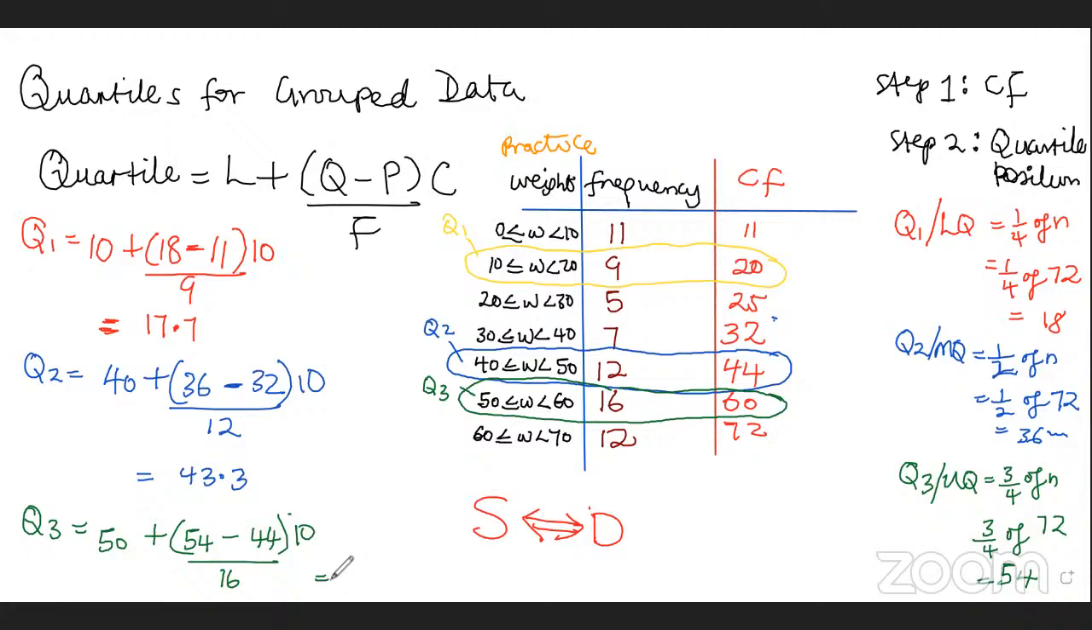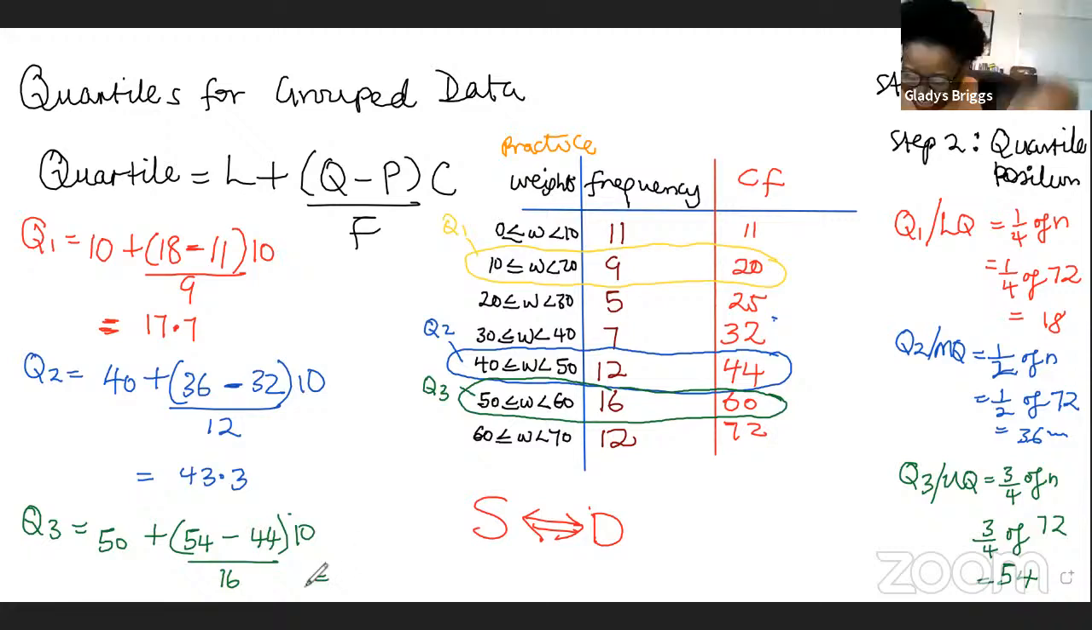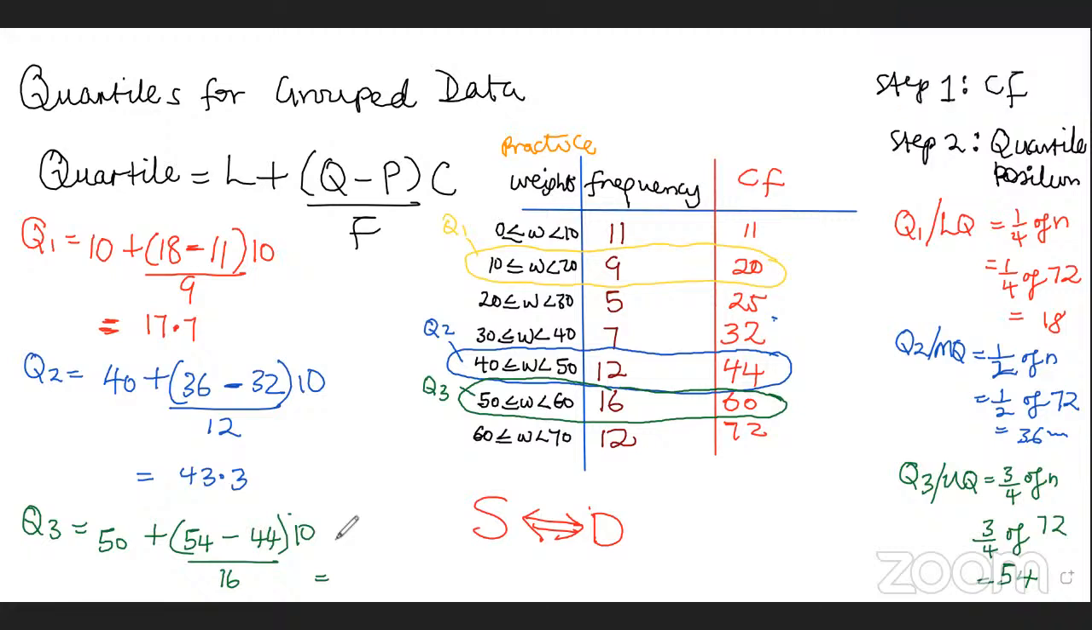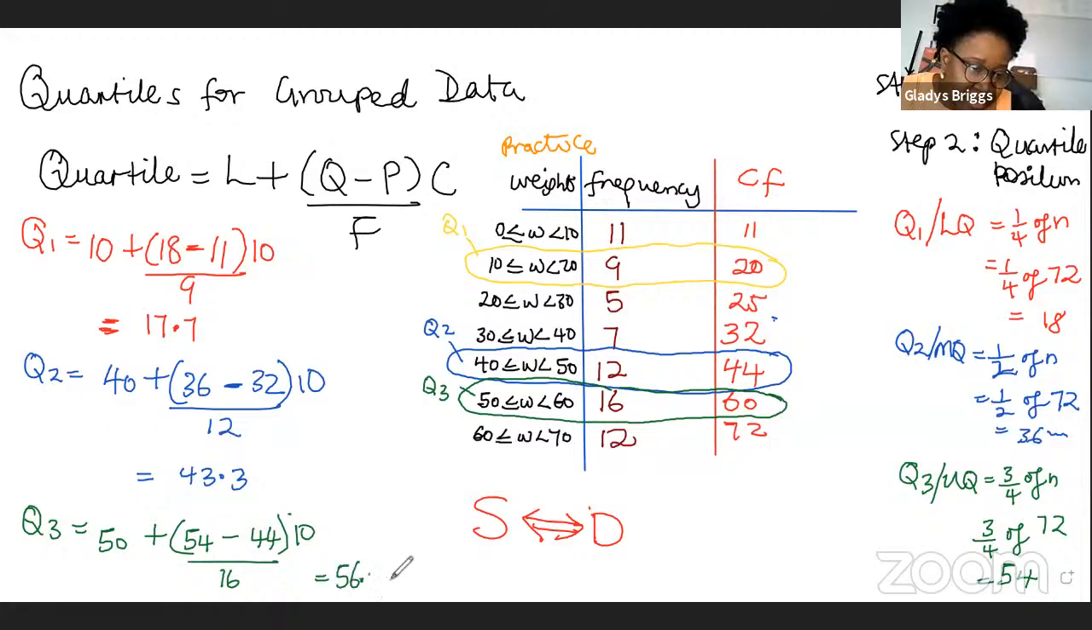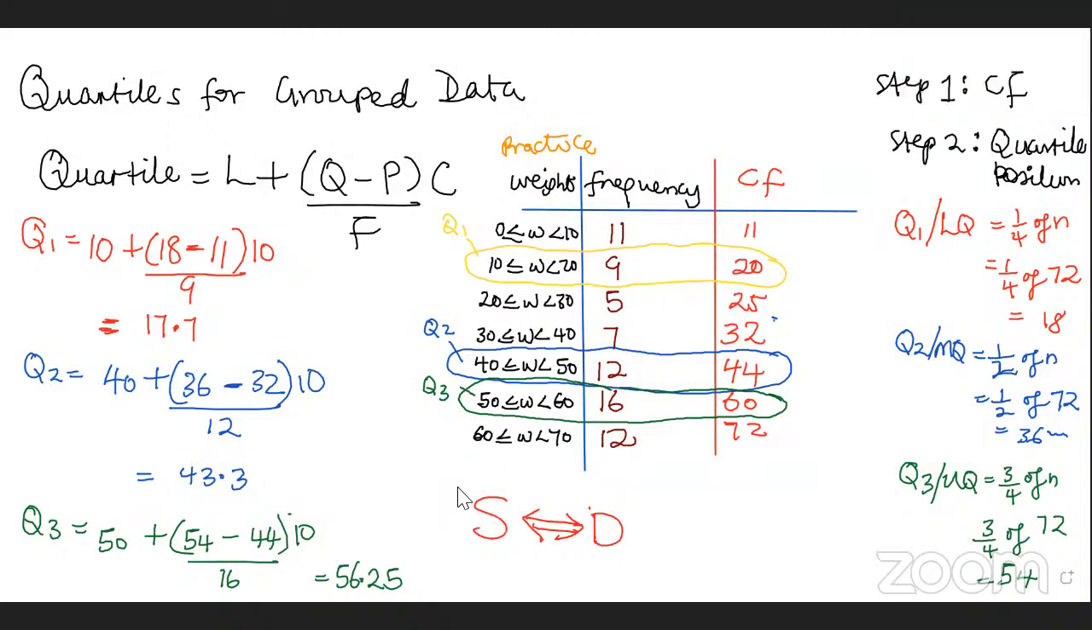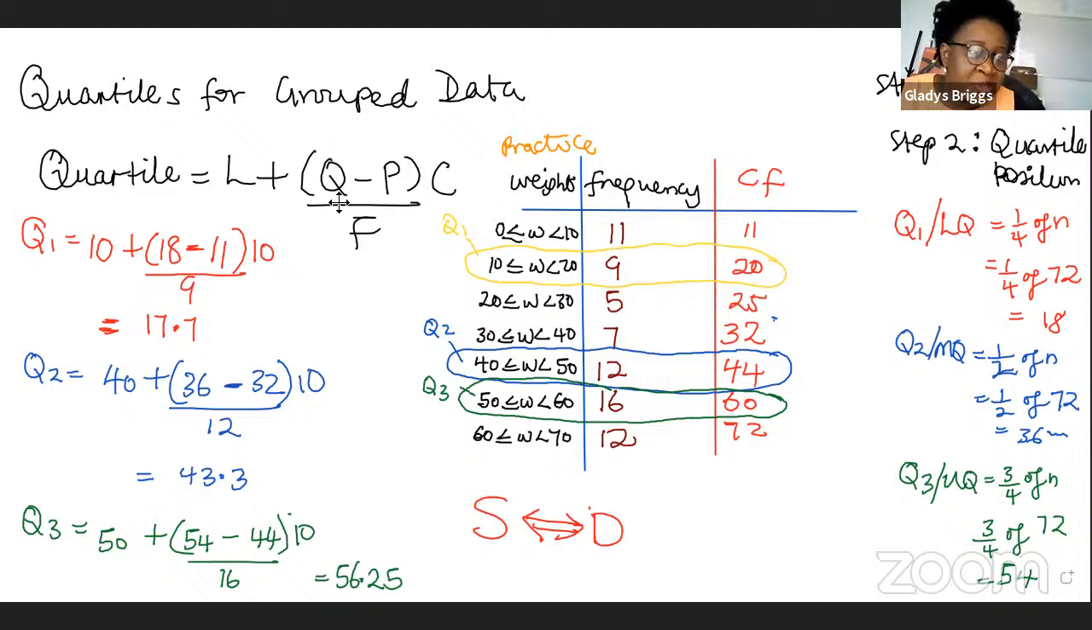Wait. I'll get it for you now. 56.25. Is that what everybody else is getting? Yes. Well done, guys. Okay, so that's how we do it.